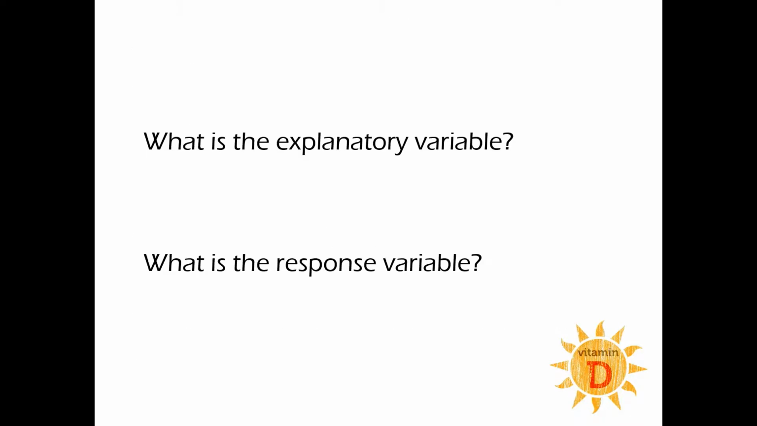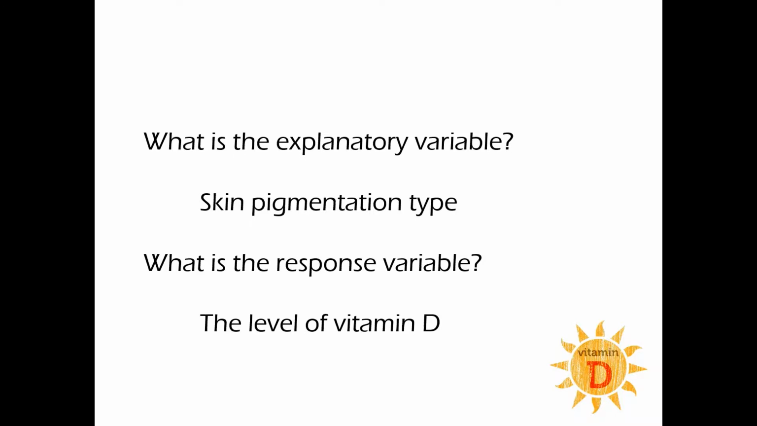Again, please ask the 4 questions in your mind. Let's start with these two. What is the explanatory variable and what is the response variable? You can pause here and press continue when you have your answer. In this case, the explanatory variable is the skin pigmentation type, which is light, medium, and dark. And the response variable is the level of vitamin D measured in the human body.